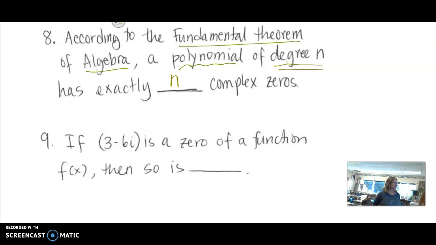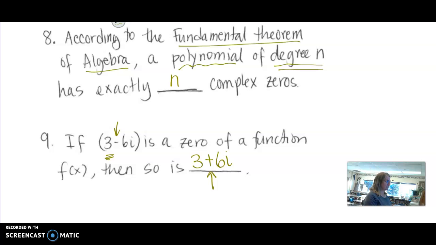And then the last little piece here, if 3 minus 6i is a 0 of a function f of x, then so is what's called its complex conjugate, which is 3 plus 6i. So anytime that you have a complex root or a complex 0, then it's going to have a mate. It's going to have a pair, and its pair will be, the real part will stay the same, but you do the opposite on the imaginary part. And so that is a very quick review of 2.2 through 2.5.